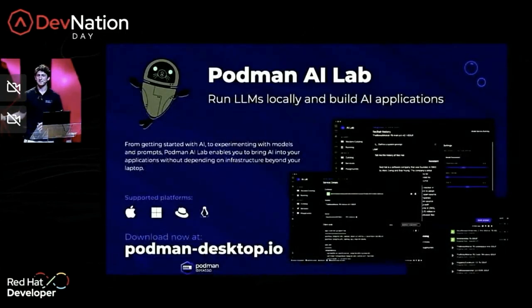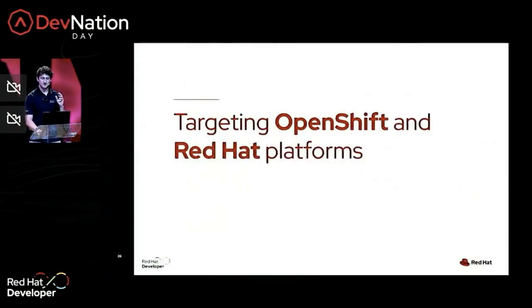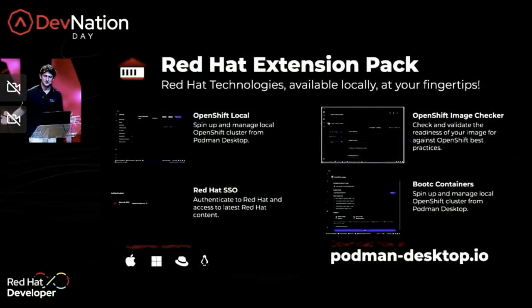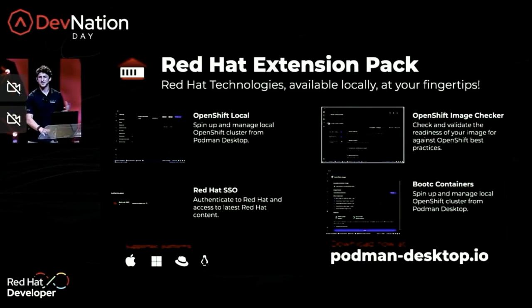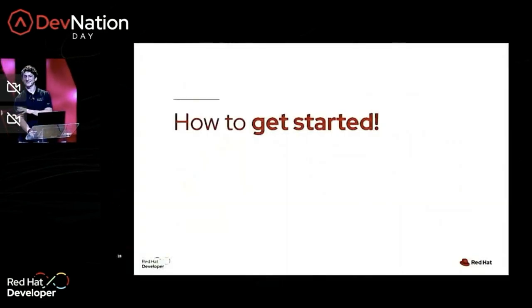So that was the Podman AI Lab that we just took a look at. It's the newest feature of Podman Desktop. But I want to point you to some cool resources if you want to take a look at all of this. And quickly, I'll point out that if you're working with OpenShift or Red Hat technologies, there's different extensions for OpenShift Local, the SSO image checker in order to see if there's any common vulnerabilities in your applications, and bootable containers so that you can actually take your application and build out a virtual machine image to run on various types of hardware. So finally, the how to get started.